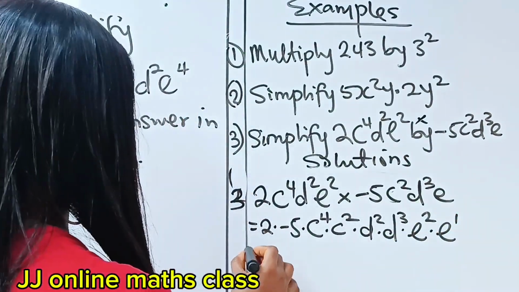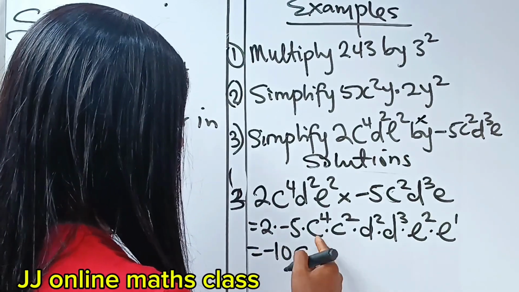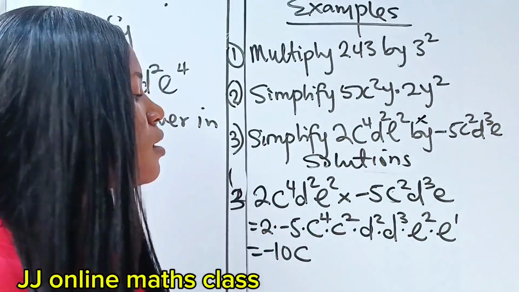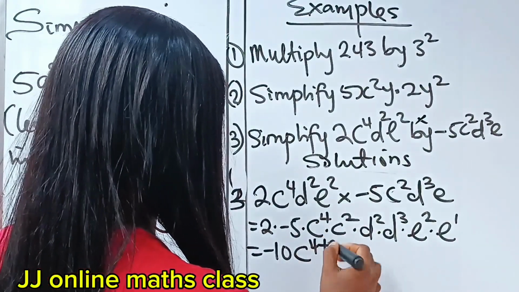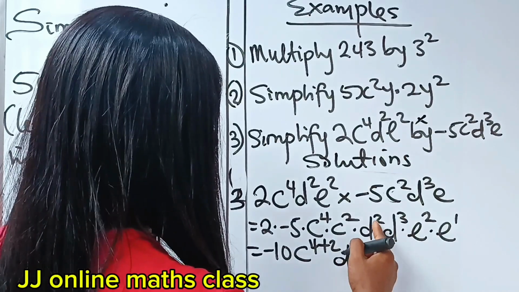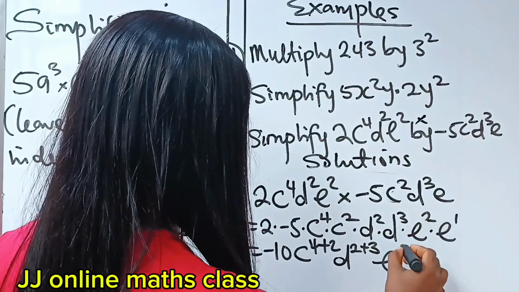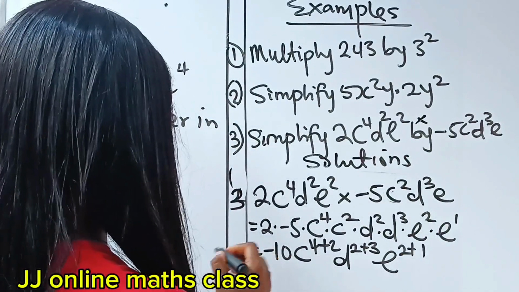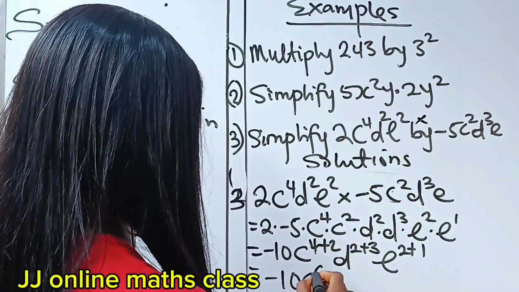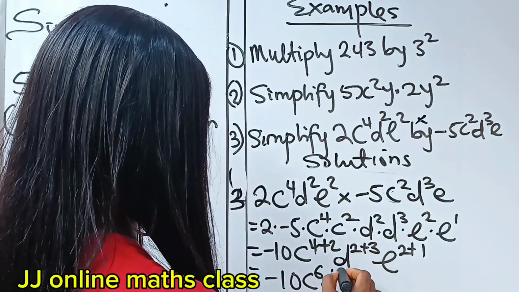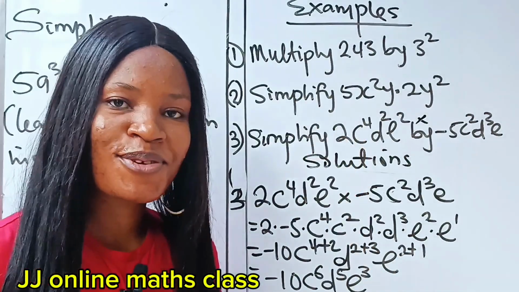All right, so this is equal to 2 times minus 5, which will give us minus 10. So we pick one c, they're in the same base and they are multiplying. So we are going to pick one c and we are going to add the powers. So it's going to be 4 plus 2, right? Then we pick one d as well and we are going to add the powers, 2 plus 3. We are going to pick one e also and we are going to add the powers, 2 plus 1. So finally the solution is minus 10. For c, we add 4 plus 2, which will give us 6. Then d, 2 plus 3 will give us 5. And e, 2 plus 1 will give us 3. And this becomes our solution.